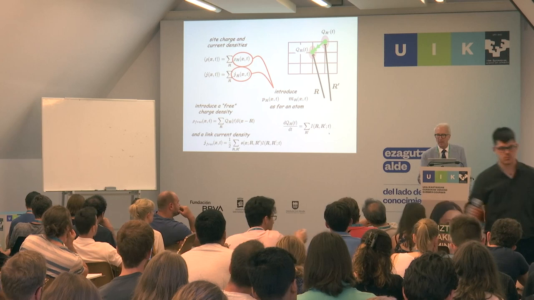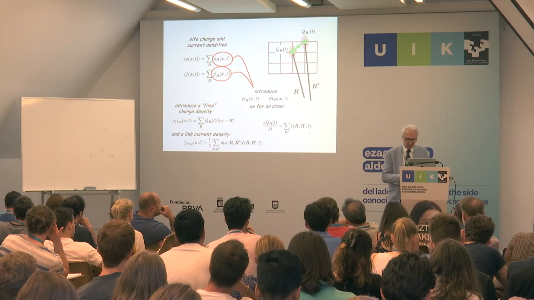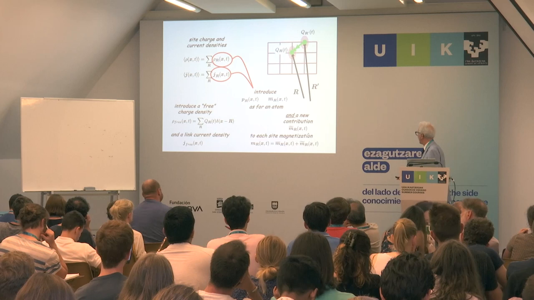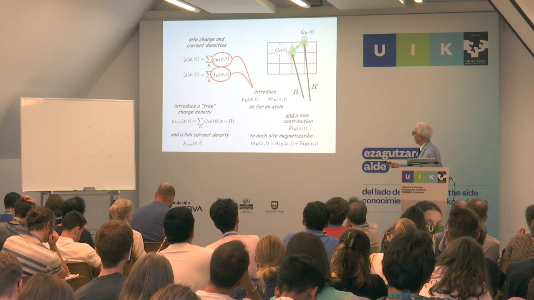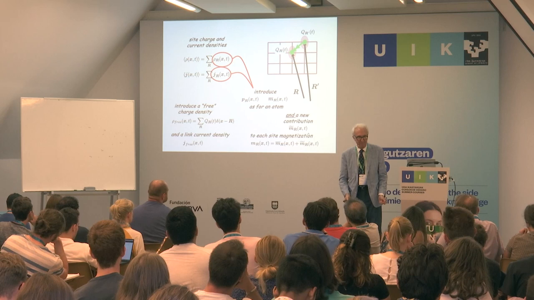But now, to make it possible for me to get what I want, I also have to introduce a new contribution, let me call it M tilde of R. I'm really going to take each site magnetization to be this M bar that I started with when I was thinking of an atom, plus this M tilde of R that I just find when I do the equations. I have to introduce it if I want to get anything nice.